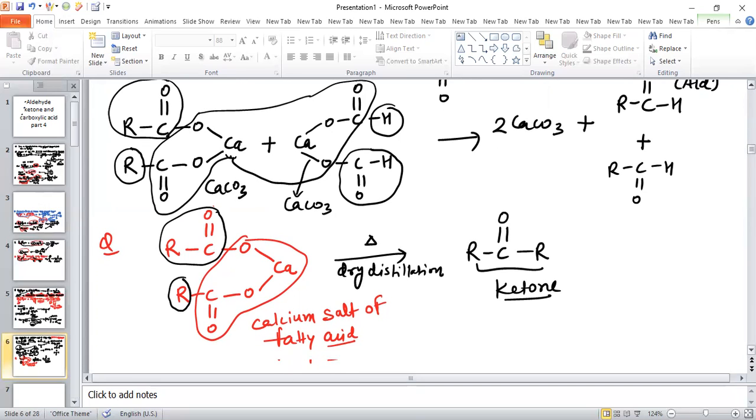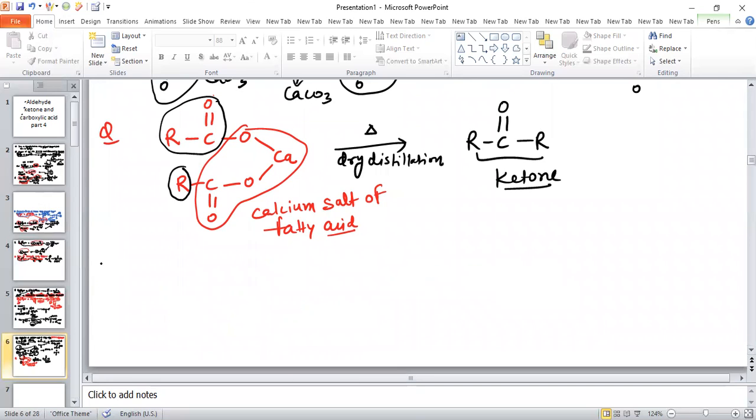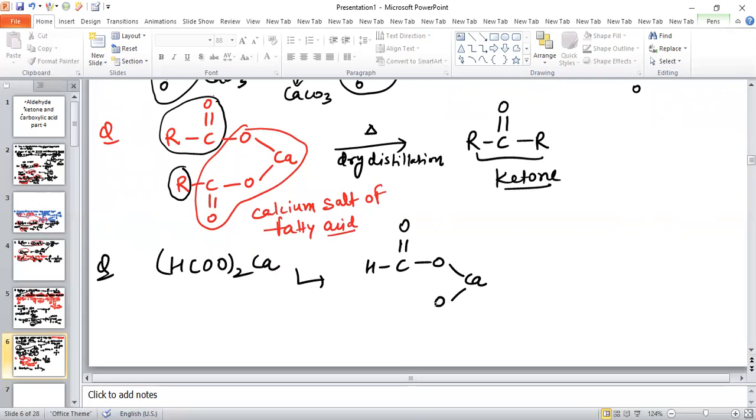Now see another reaction related to this. I'm going to discuss with you another question. If it is like this, HCOO twice and calcium, you can write this product as HCOO and calcium, and also you can write O C double bond O and H, and you have to remove the calcium carbonate. So calcium carbonate is removed in this way on heating.